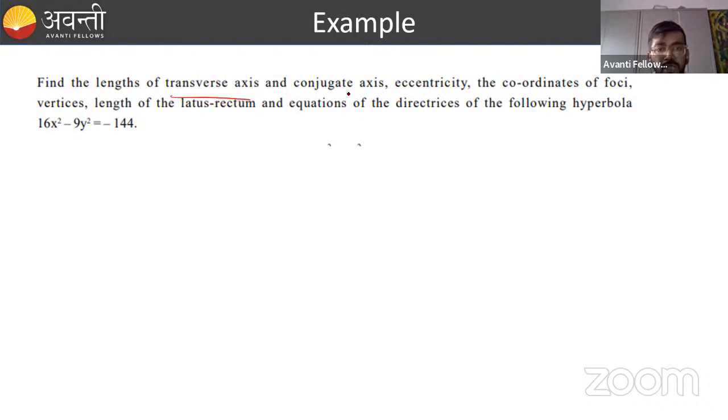Find the length of the transverse axis and conjugate axis, eccentricity, coordinates of the foci, vertices, length of the latus rectum, and equation of the directrices of the hyperbola. So these are all the basic things that we are supposed to do. So let's do it once for practice.